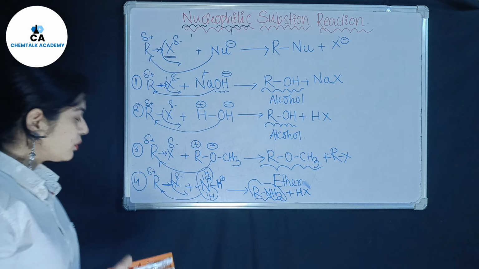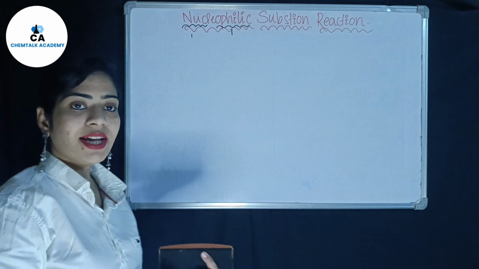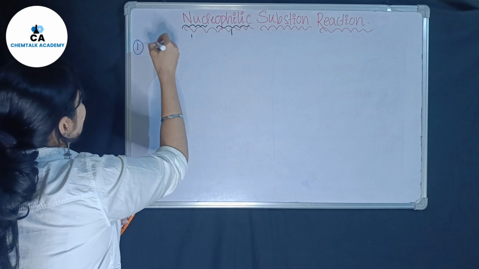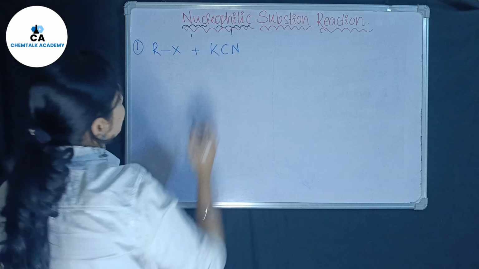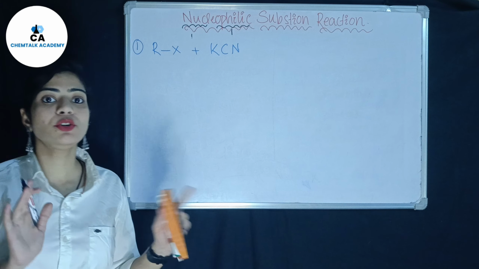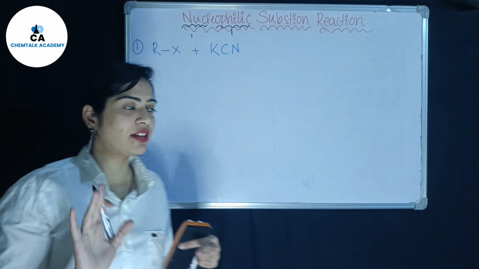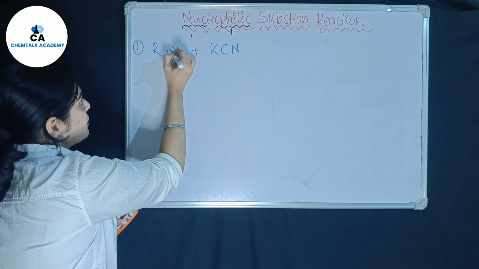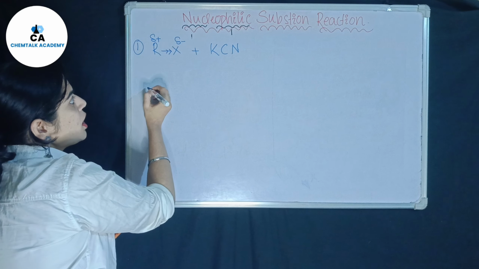Now let's discuss ambidentate nucleophiles. As I told, examples of ambidentate nucleophiles are CN and NO2. Let us take one example: RX reacting with KCN. Here you have to understand that an ambident nucleophile means there will be two donor sites. Which side will react, where will be the linkage? You have to understand that carefully. So see here very carefully. In RX, X, being highly electronegative, requires a partial negative charge.